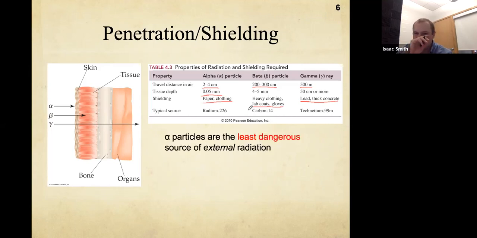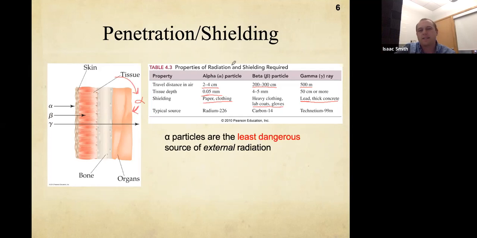So alpha particles are the least dangerous source, like I said, of external radiation. And the reason I say external is because if something was ingested, right, if you ate something that contained an element that underwent alpha radiation, now that it's inside your body, it could do a lot more damage, right?